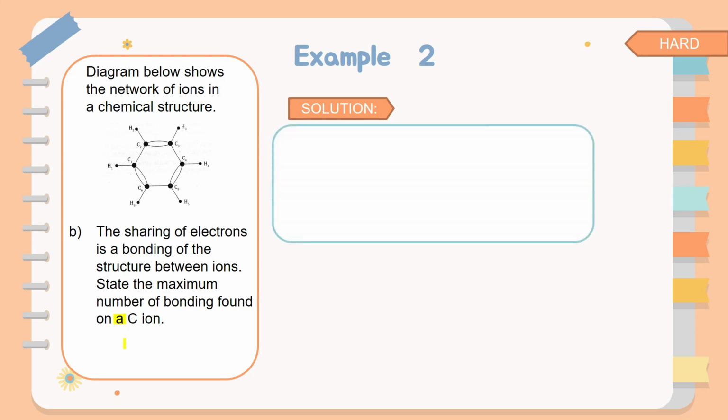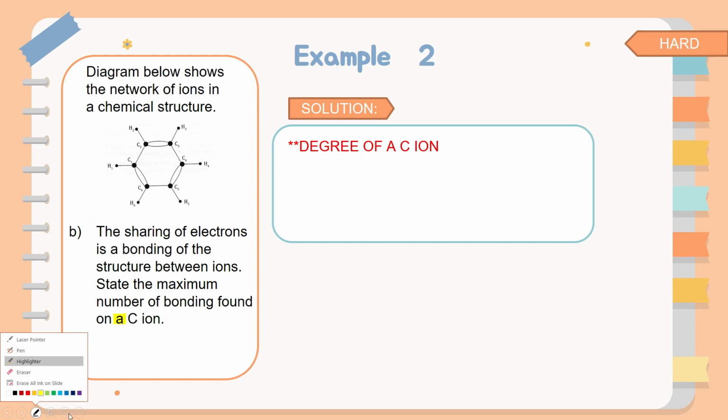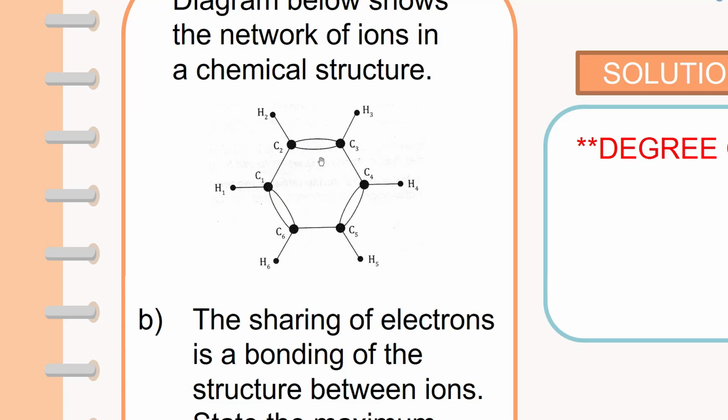So the tip here is the degree of a carbon ion. We must find the degree of a carbon ion, which is this carbon one. From this chemical structure, each of these carbon ions has the same number of H. I will zoom in. From this carbon, each carbon has the same number of H. The number of H on this one vertex, on this carbon ion, is 4. There are 4 H for each of these carbon ions.